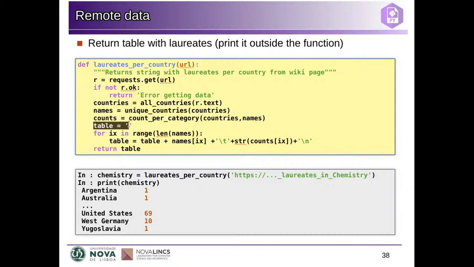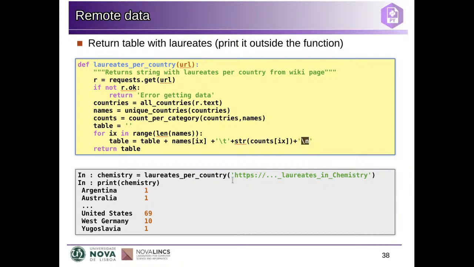We start with an empty string, and for each of these names of the unique countries, we're going to add to our string the name of the country, then a tab character. So to do this table here, we use this \t. Then we add the count of how many times this country occurred. But since we are concatenating the string, we need to convert that into a string so that we can put it into the same string, and then changing the line, so a new line character.